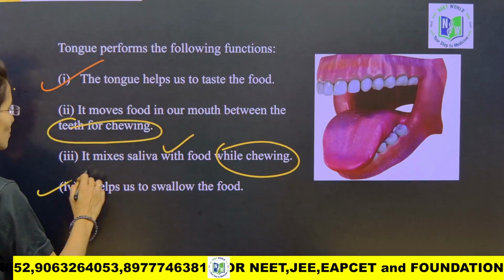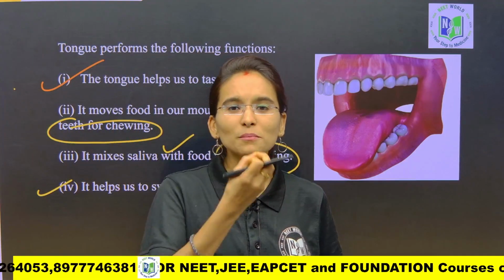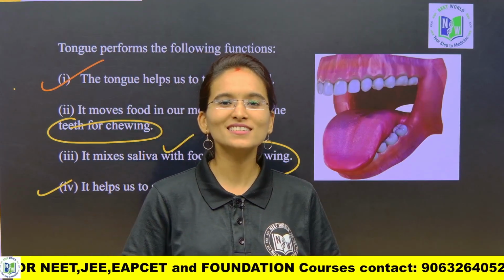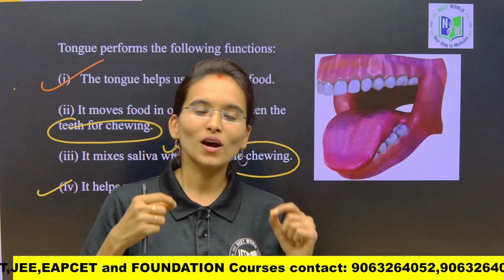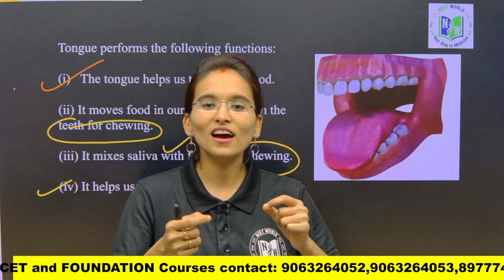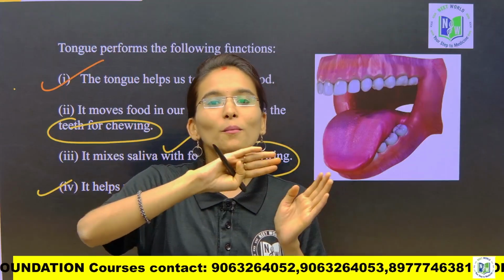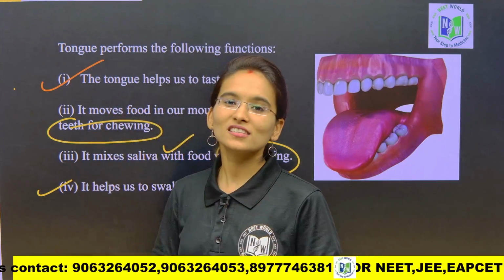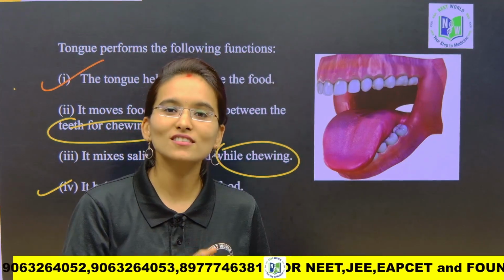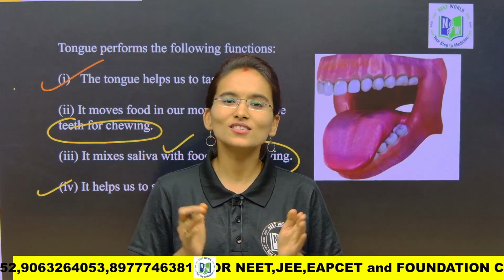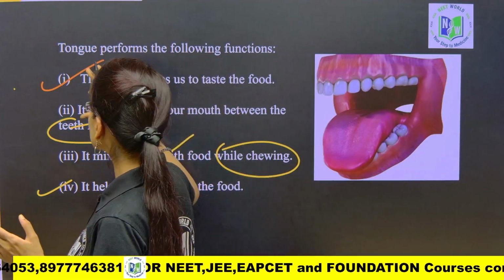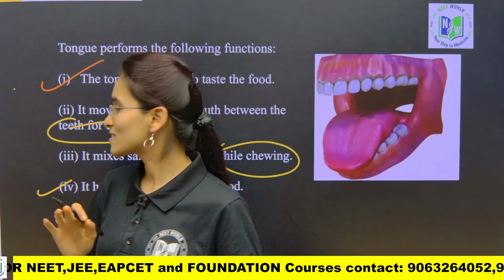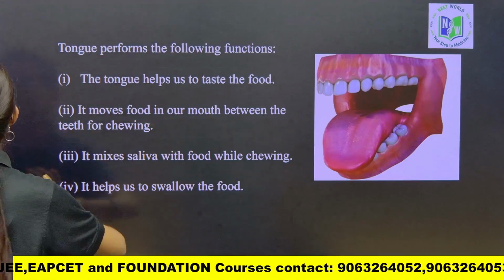Next, it helps us to swallow the food. After complete mastication and chewing, we are going to swallow the food, right my dear students? So the tongue helps in swallowing the food, mixes food with the saliva, and moves to push the food which is stuck between the teeth. And the next major function is that it detects the taste due to the presence of the taste buds. So these are only short and very easy functions of the tongue, and it is easy to remember also. Clear with all these functions?